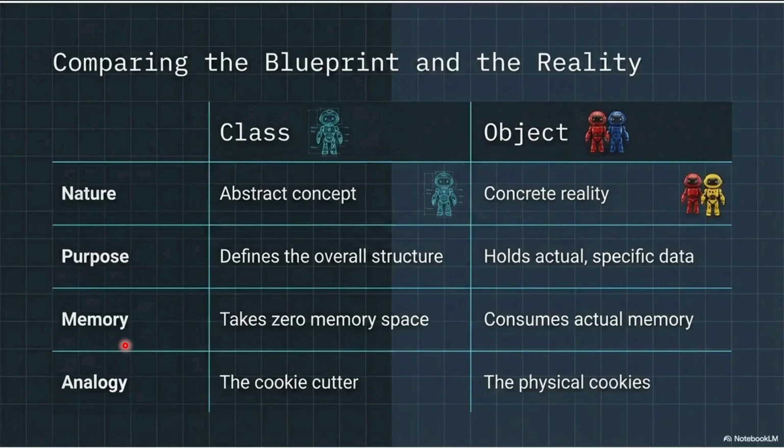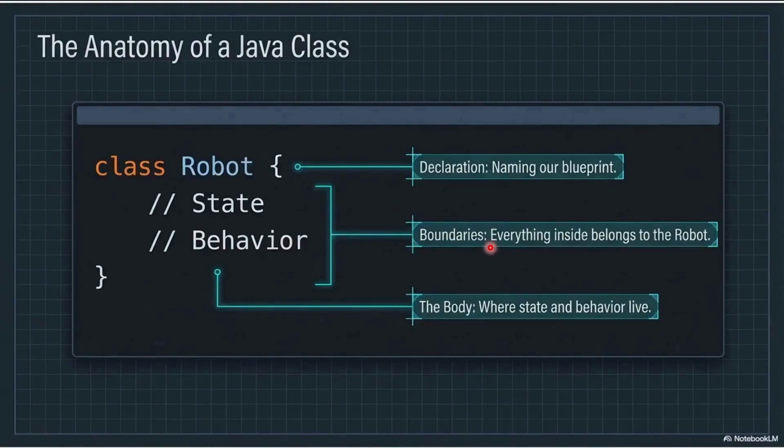Okay. Now what we need to do is, we are going to write the first Java program, right? So that's the anatomy of a Java class. Understand this.